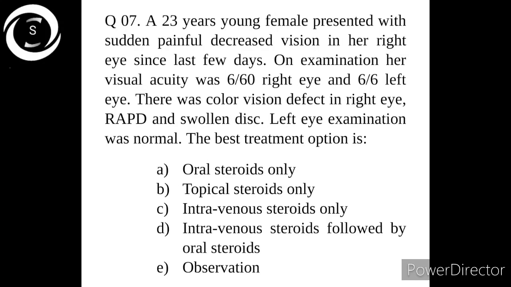Now the 7th is a 23 years young female presented with sudden painful decreased vision in her right eye since last few days. Now young female, painful decrease of vision, vision is 6/60, there is relative afferent pupillary defect and swollen disc. So it is a case of papillitis or optic neuritis, and the best treatment option in this case would be intravenous steroids followed by oral steroids, the regime of optic neuritis.